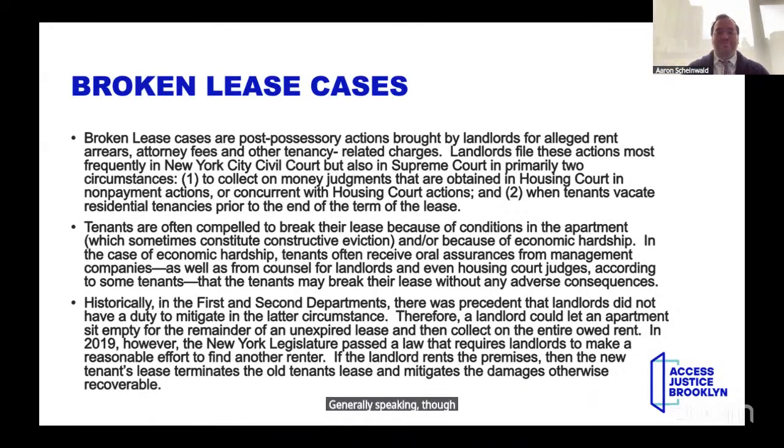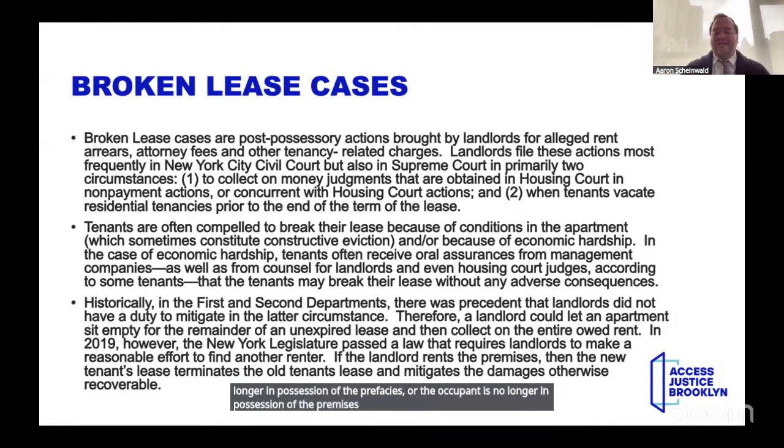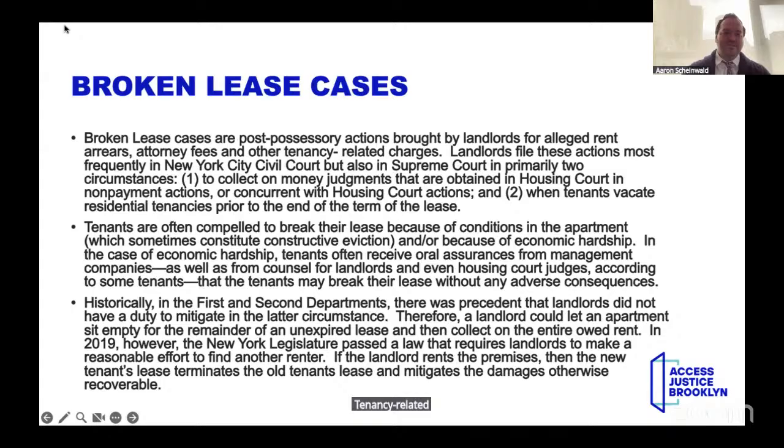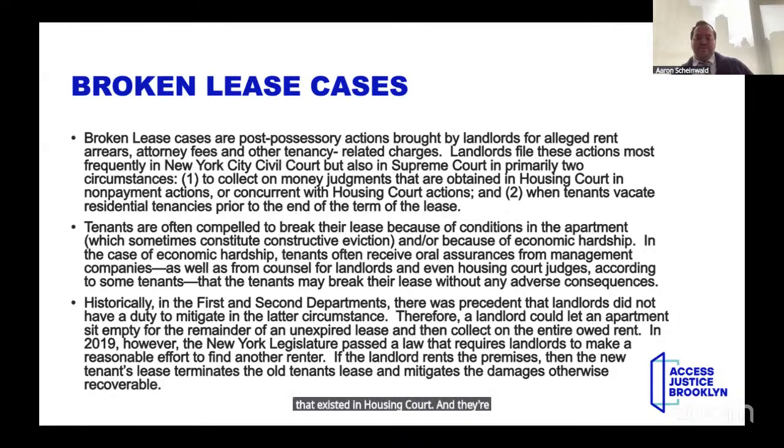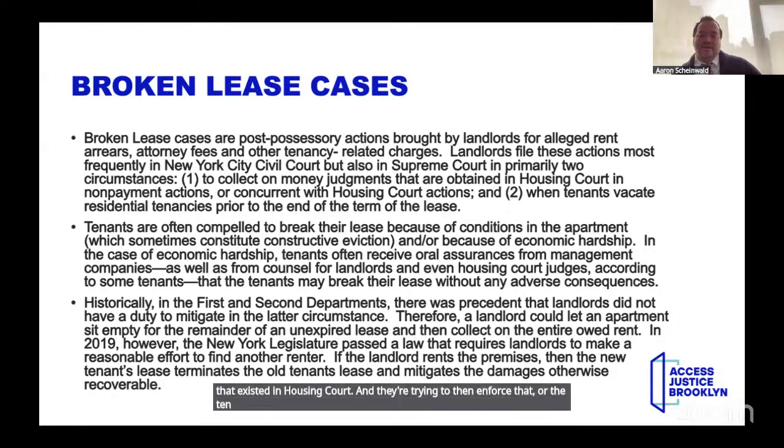Generally speaking, though, these should be post-possessory. The tenant is no longer in possession of the premises, or the occupant is no longer in possession of the premises, and we are talking just about money. So these are actions brought by landlords for alleged rent arrears, attorney's fees, tenancy-related charges, damages, repairs, et cetera, that a landlord can bring. They will file those in civil court. Now jurisdiction is up to $50,000, or in Supreme Court if it's more than that, in basically two circumstances. If there is a money judgment that existed in housing court, and they're trying to then enforce that, or the tenants vacate and they have rent arrears and they no longer have an issue of possession, but they're claiming that there is money that is owed.